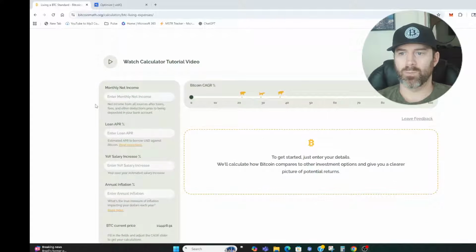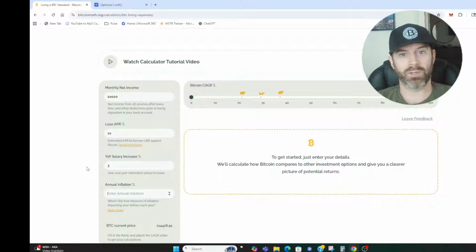Okay, so pretty simple set of inputs here. What's your monthly net income from all the different sources that gets deposited into your bank every month? Let's say it's $10,000. Loan APR: what would you pay in interest to borrow your expenses to live your life each month? Let's make it easy and just say 10%. Salary increases each year. We want to model this correctly. So what do you think you're going to make in salary increases each year for the next 20 years? Say 3%.